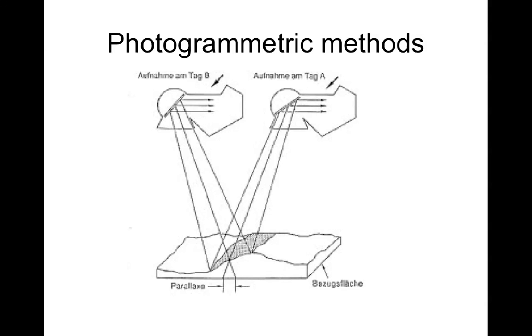Now we can have other direct measurements, but using a little bit more sophisticated methods. So we can use photogrammetry. So here's a really bad picture from Germany, apologies, of an airplane flying through the sky, taking photos of the surface, from which you can develop three-dimensional pictures.